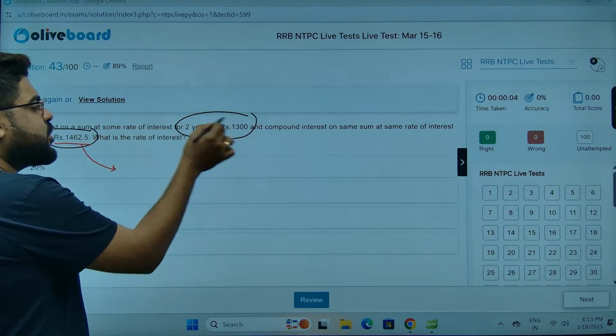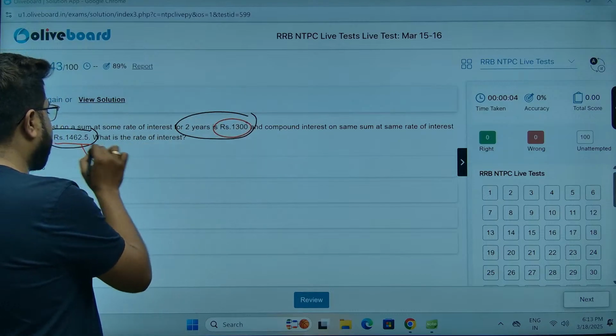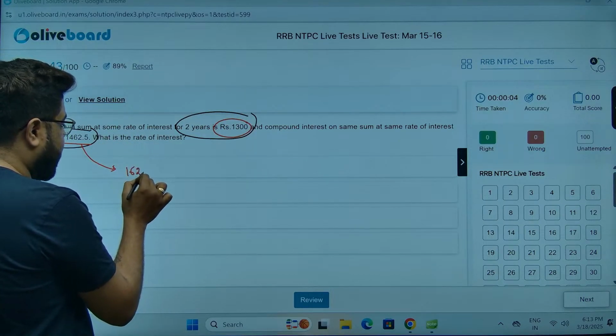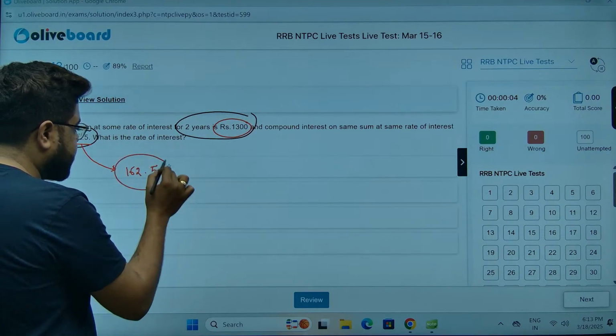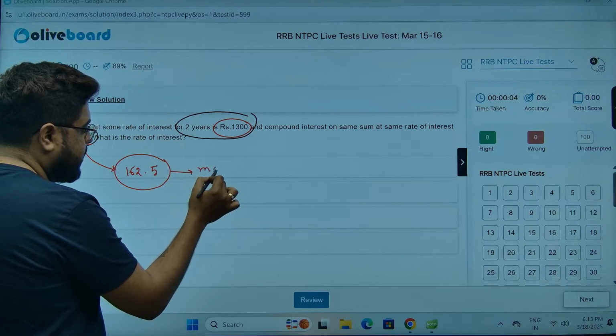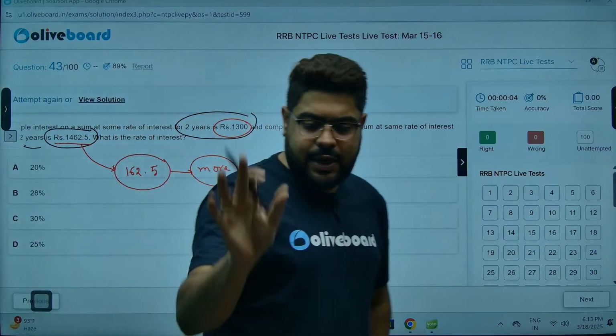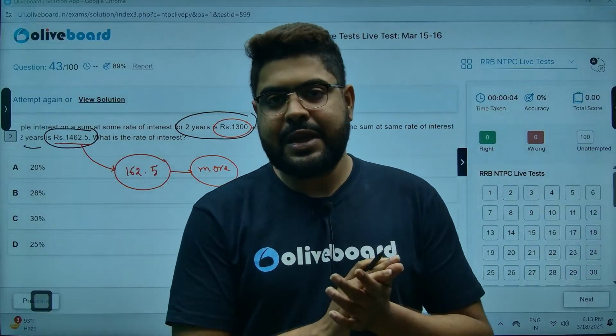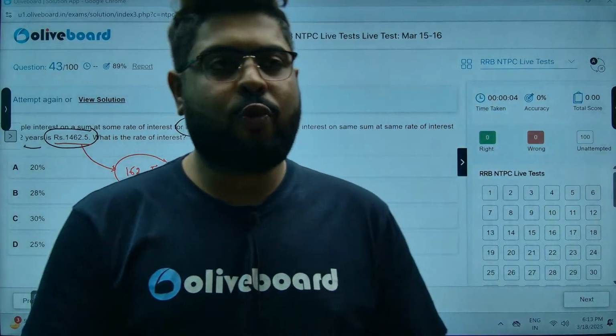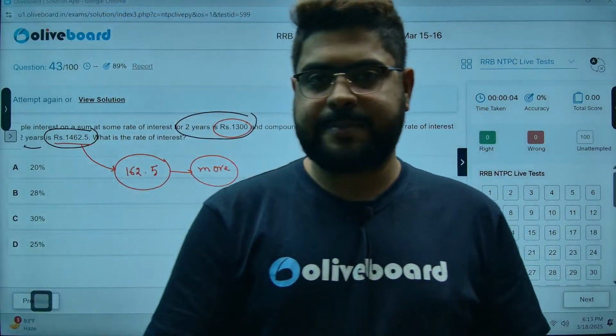Compound interest is how much more than simple interest, sir? This is 14, so 162.5 rupees more. This much more, sir. Now ask yourself one simple question. Sir, why is compound interest more?